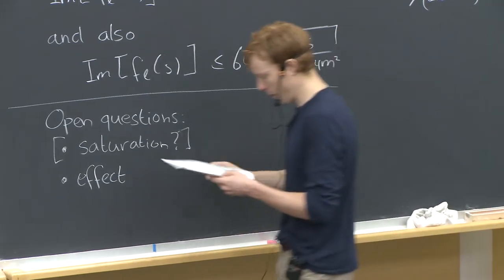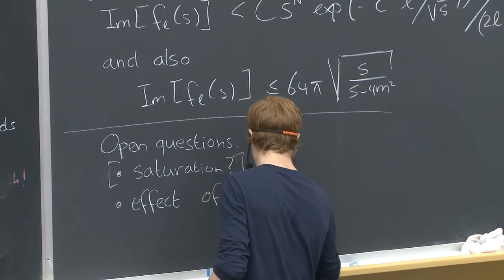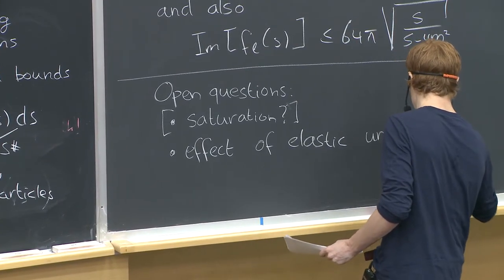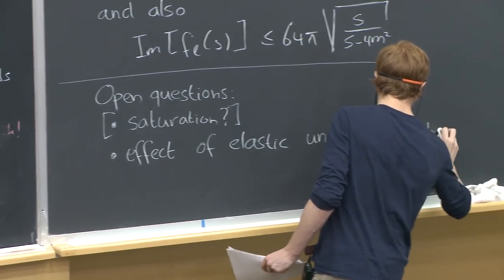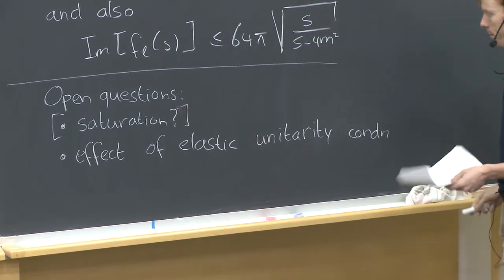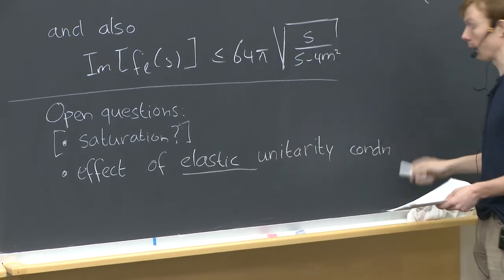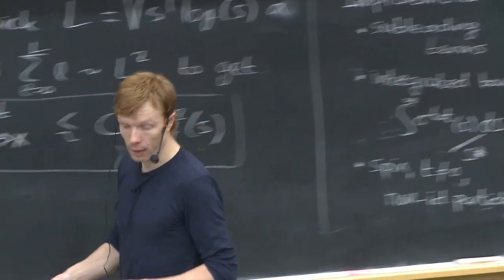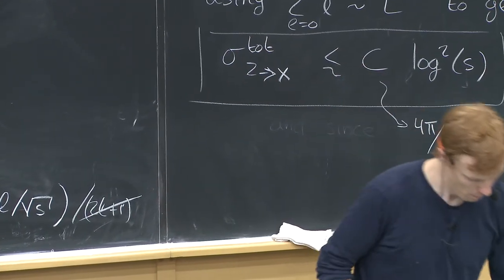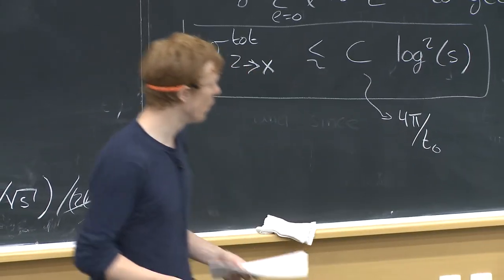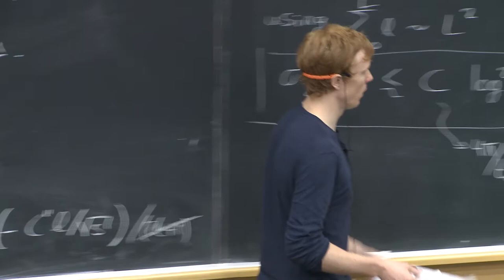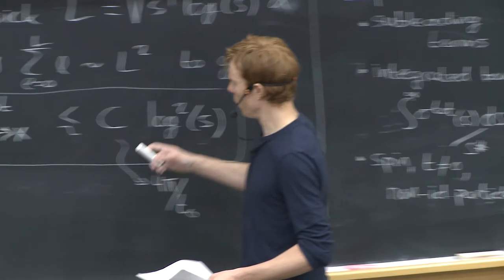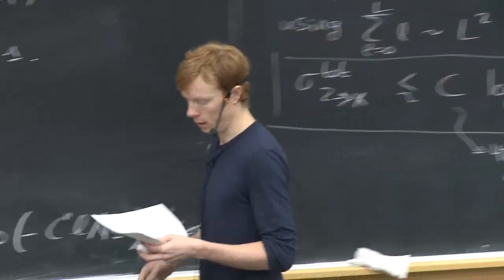So a big open question is whether this bound can be improved if you use the saturation of this bound, something that I can call the elastic unitarity condition, for a finite window of s. And I don't think people really understand how you can take this into account. It's obviously a big constraint on the scattering amplitude. And what it would do for this total cross-section, people don't really know.